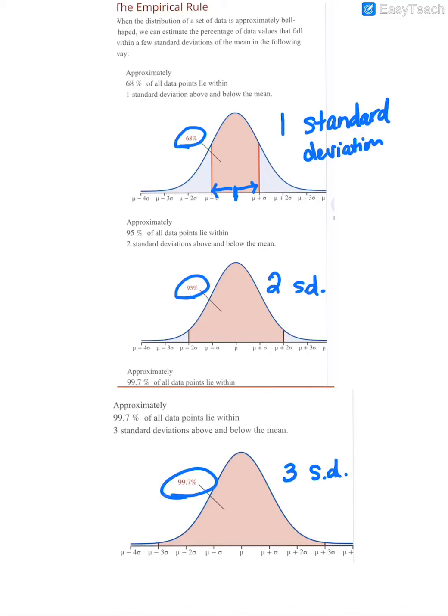So again, those numbers are 68, 95, and 99.7. So you've got one standard deviation, two standard deviations, and three standard deviations.